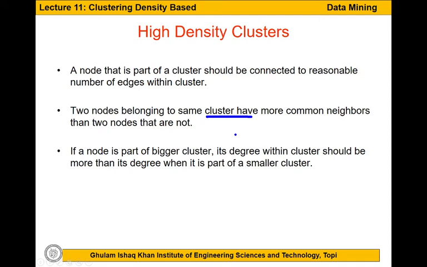For example, if two persons are in the same university, there is a good chance that both of them are going to have many common friends as compared to two persons you pick from different universities. For example, okay, let me try to make a person.